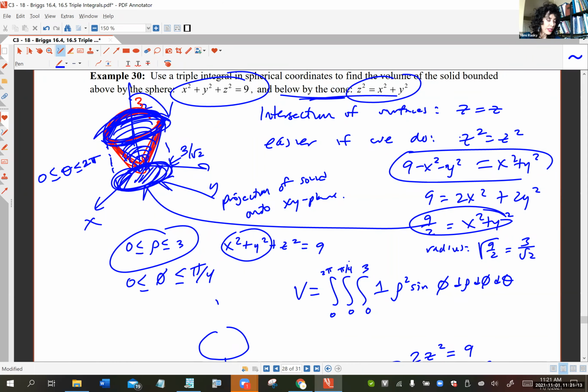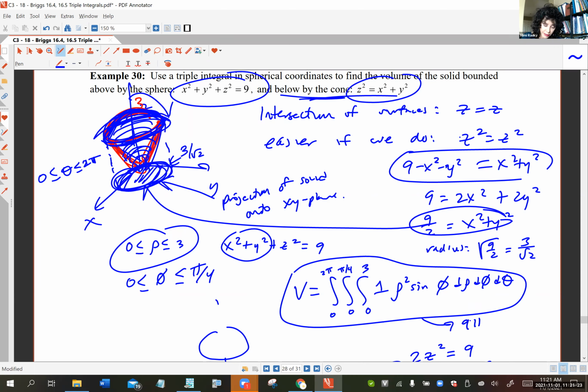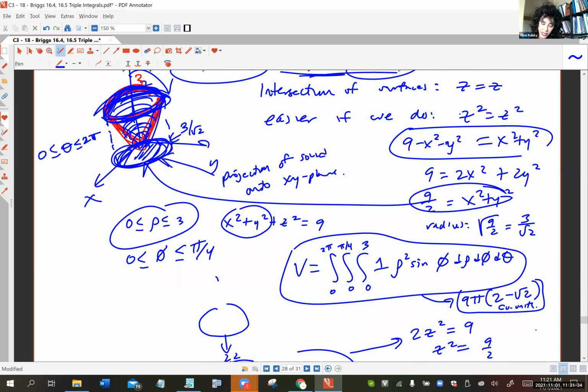Okay, now this is a pretty easy integral to do, so I'll let you finish it out. Make sure you check your answer, though. It is kind of a weird number. It's 9 pi times the quantity 2 minus square root of 2. I know, cubic units. Oh my goodness, are you kidding me? No, and that is a positive number. The approximate answer is 16.56 cubic units. And that is a positive answer. That's the volume of an ice cream cone, or this ice cream cone anyway. Pretty cool.